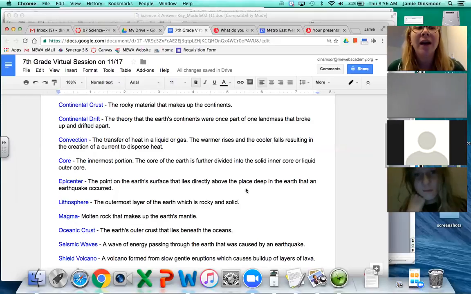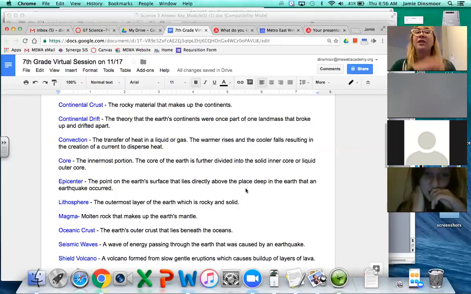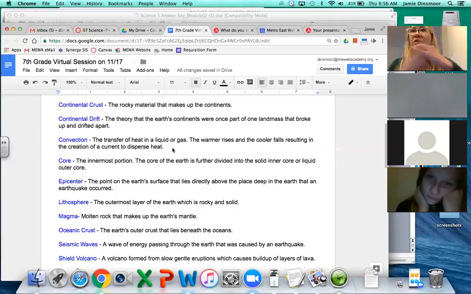So next one, this is a review word. This one's from Module 2, so a lot of people should be familiar with this one. Convection, the transfer of heat in a liquid or a gas, the warmer gas rises and the cooler gas or liquid falls, resulting in a current. Convection is really key for this topic because convection in the mantle is what's causing the plates to move on the surface of the Earth.